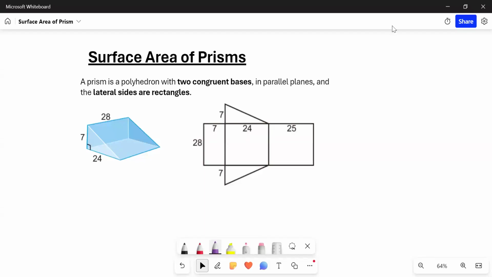In this video, we will examine the surface area of prisms. And as a reminder, a prism is a polyhedron with two congruent bases, and those are in parallel planes, parallel to each other. And then the lateral sides are all made up of rectangles.